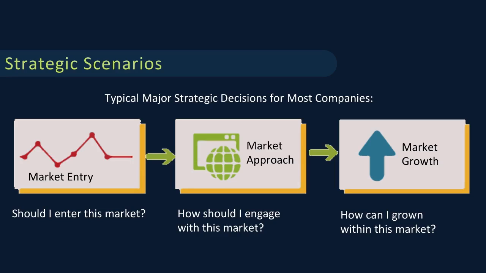The slide shows 3 typical strategic scenarios. Companies start by deciding whether or not to enter the market, called the market entry scenario. Having decided to enter, companies must then decide how to engage with the market, called the market approach scenario. Companies then strive to grow in the market, called the market growth scenario.